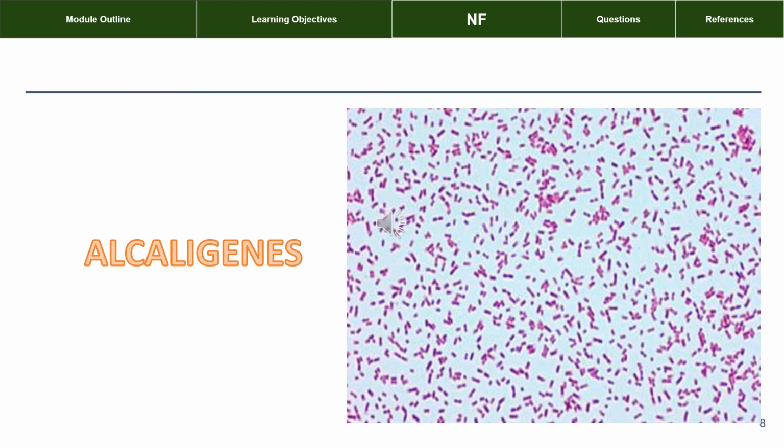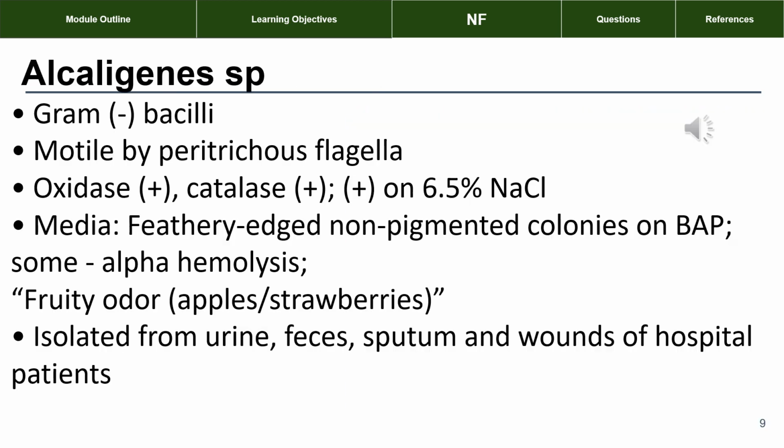The next genera that we have is your Alcaligenes. In this genera, they are gram-negative bacilli. They are motile because of your peritrichous flagella. You have your oxidase, catalase, and 6.5% sodium chloride test to be positive. And in your media, they appear to be feathery edge and non-pigmented colonies on your BAP. So some also produces alpha hemolysis. One thing that you have to remember for this species is that they produce a fruity odor, specifically apples or strawberries. They are isolated from your urine, feces, sputum, and wounds of hospital patients.